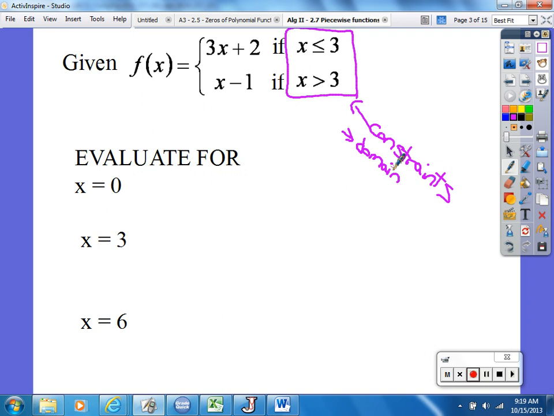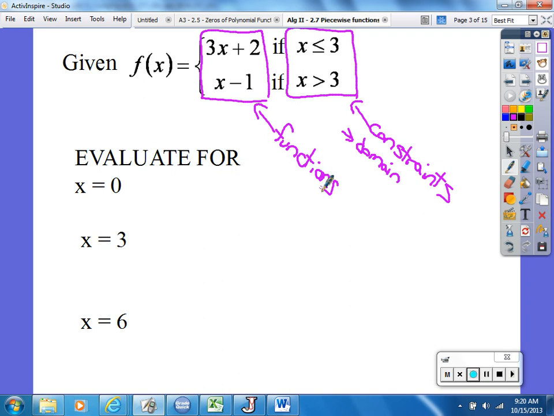Do they overlap at all? What do you guys think? Do they overlap? No, they don't. One has the equal sign and then the other one does not. Your constraints will never overlap. Now these are called your functions. Now only one function at a time can be used, and it all depends on your constraint value.